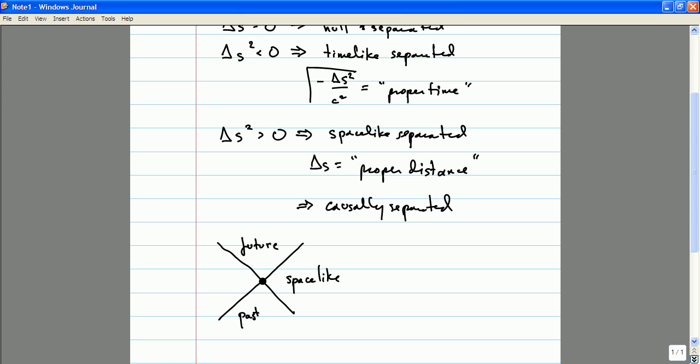And one can only define an invariant notion of whether an event happens before another or after another if those two events are time-like separated. If two events are space-like separated, there's no notion of which one happens first. Which one will happen first would depend on which observer is doing the observing.